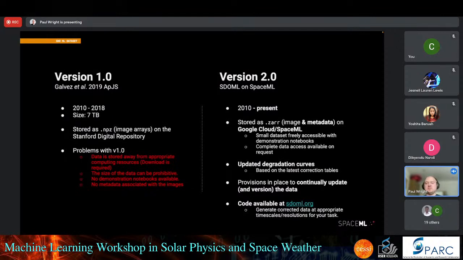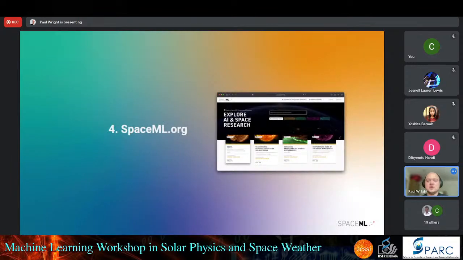We also have provisions in place to continually update and version this data, and the code is available at sdoml.org. We would like you to use the data that's on the cloud as it's free, but if you'd like to generate corrected data at your appropriate timescales and resolutions, you're very welcome to, and the code is there for that. So before I demonstrate SDOML data access, I wanted to introduce SpaceML and how you'd navigate to the notebooks.